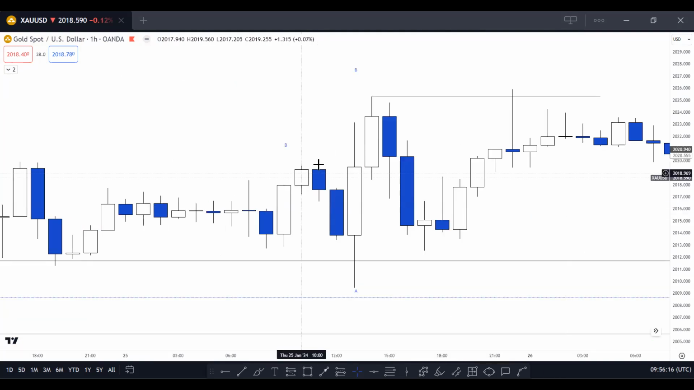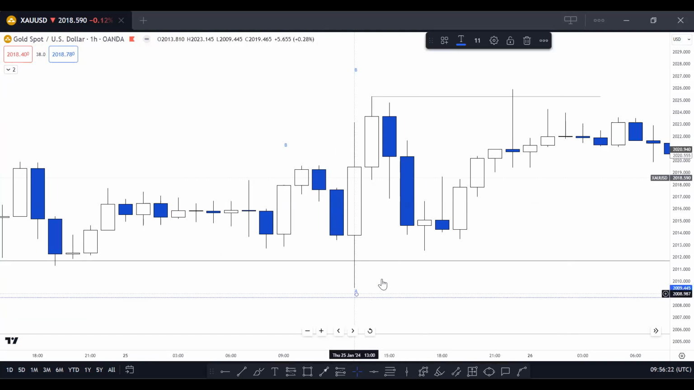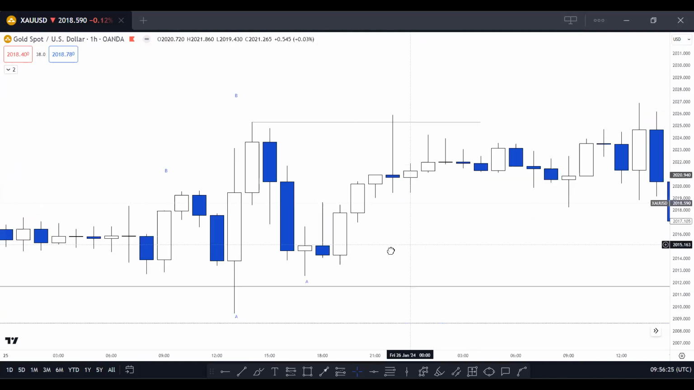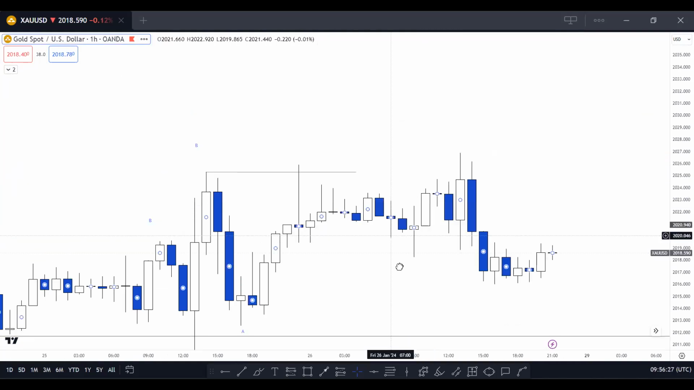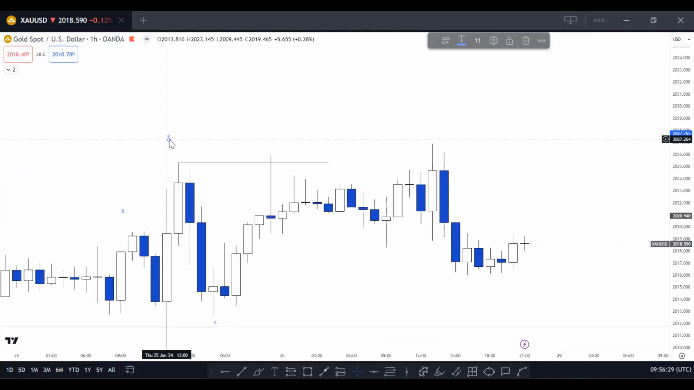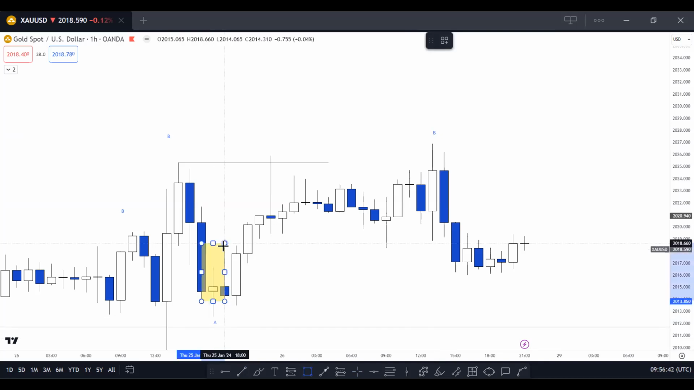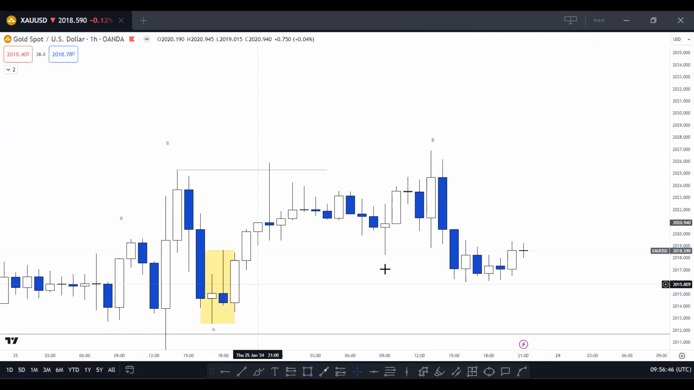You see it? B, A, B. And then price formed A here. And because price formed A, it was able to form a new high. And after the new high, you have a propelled price action towards this range. And so it starts to refine.